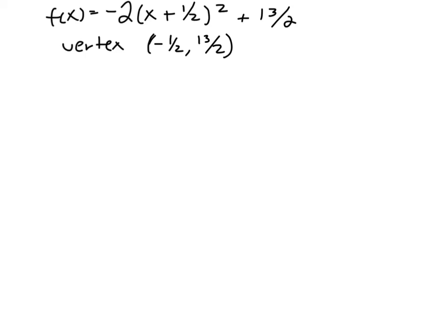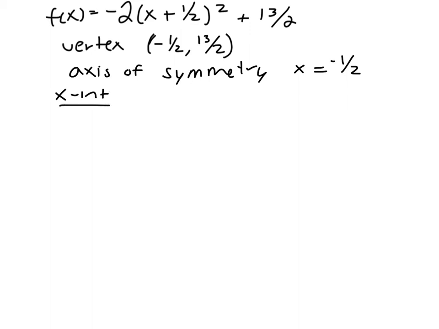Next thing is, let's find the axis of symmetry. All right. So the axis of symmetry is the x coordinate of the vertex. Okay, so it'll be x equals this negative 1/2. That'll be the axis of symmetry. And then we need to find the x-intercept. Okay, so to do that, I'm going to plug in 0 for y, and then solve for x.